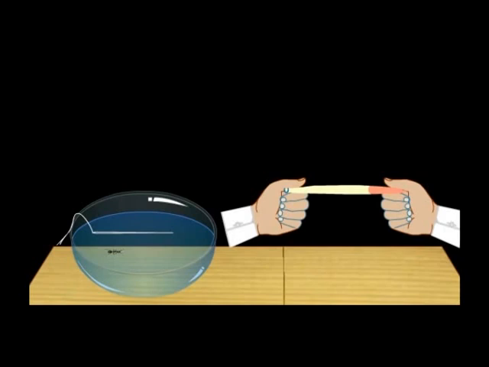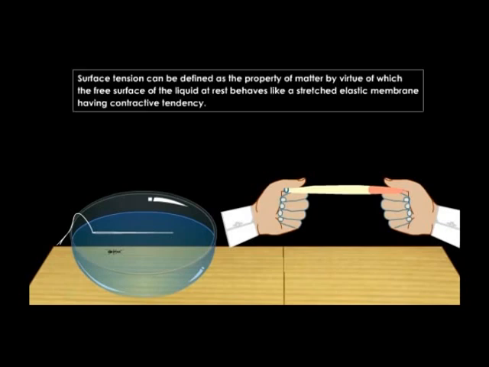This property of liquid is called surface tension. Surface tension is a property of matter by virtue of which the free surface of the liquid at rest behaves like a stretched elastic membrane having contractile tendency.